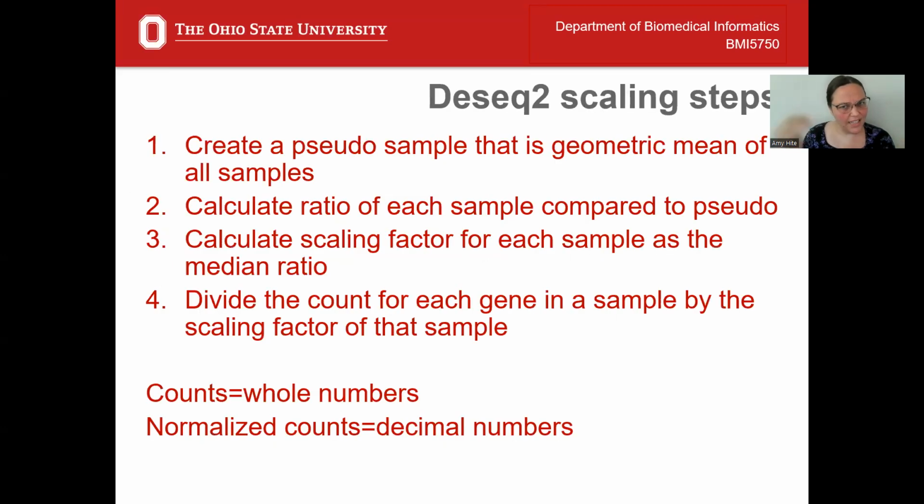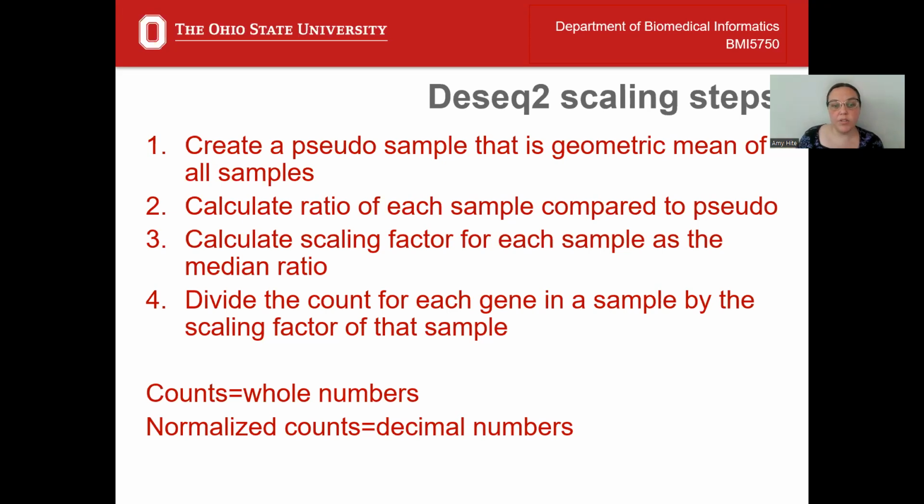These are the steps that DESeq2 takes to normalize out those sample-to-sample differences. It looks at all of your samples and makes the geometric mean of all of your samples, and that is what we call the pseudo sample. And then it compares every single sample to our pseudo sample, making a ratio, and it calculates a scaling factor based on that ratio. And then it divides the count of each gene in a sample by the scaling factor of that sample. So that's how it's normalizing out the sample-to-sample differences.